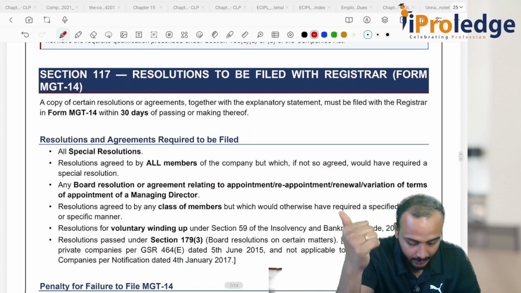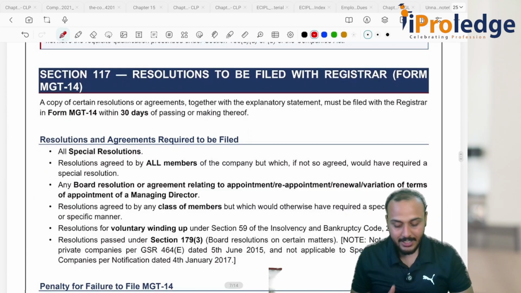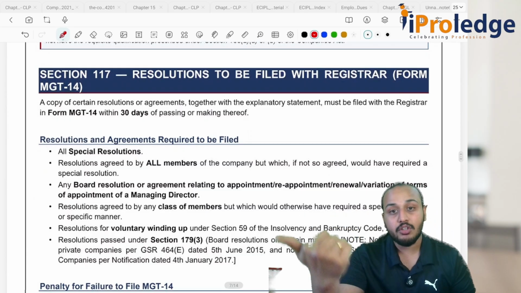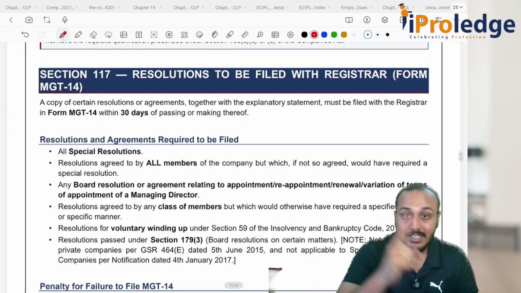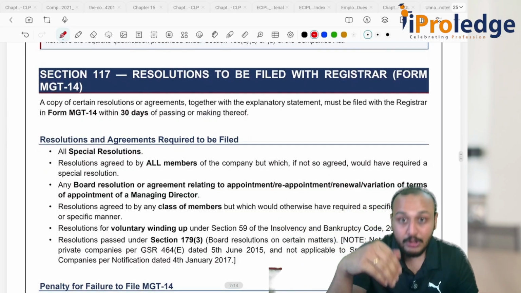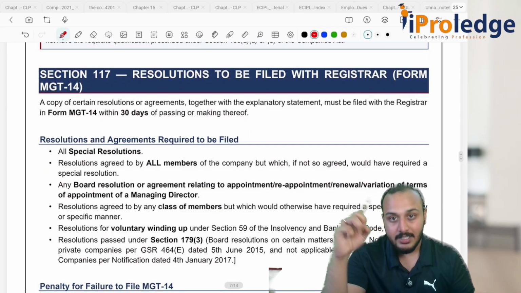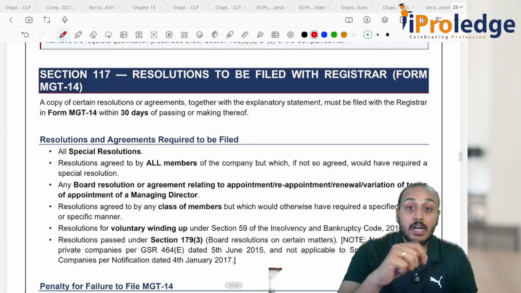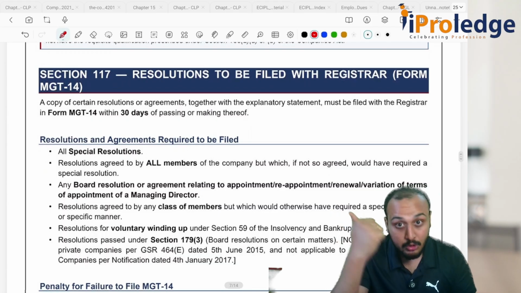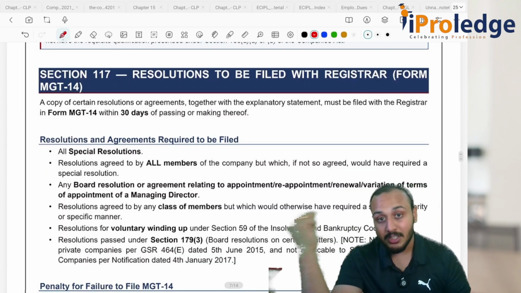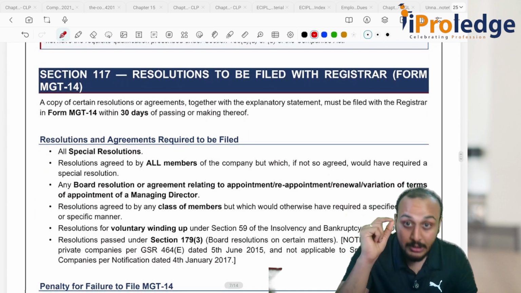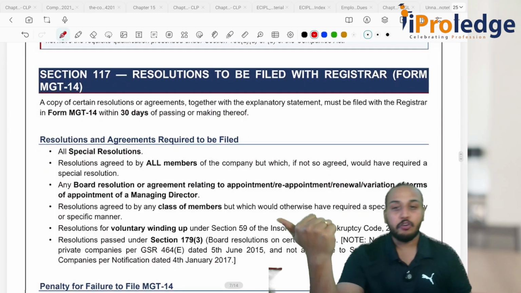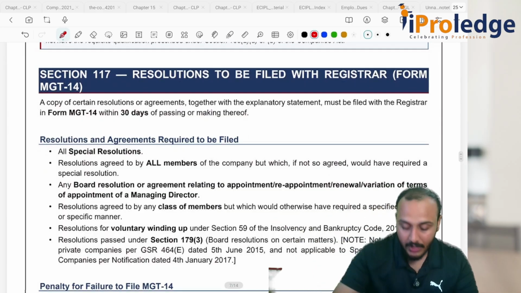Resolutions on voluntary winding up and resolution passed under section 179(3). What does section 179(3) deal with? Powers of the director. The list of the powers given under section 179 subsection 3, all the powers of the board of directors are listed. Regarding those, wherever you require the shareholders' approval, in those cases, you will have to file the resolution with the ROC.